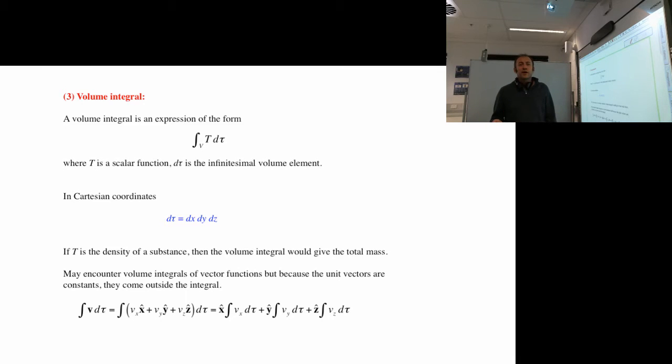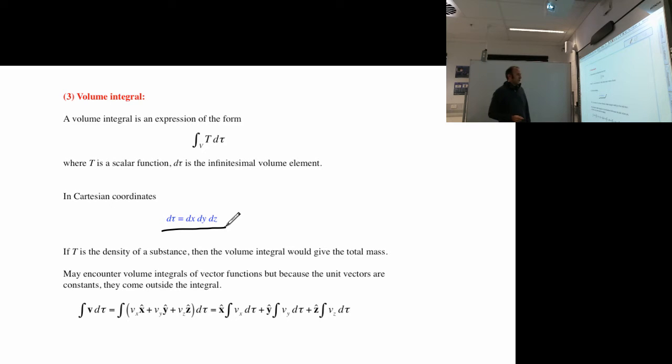So in addition to the line and surface integrals which we looked at already, we will also come across volume integrals. And volume integrals are essentially the integral of some scalar function T over the infinitesimal volume element. The infinitesimal volume element in Cartesian coordinates is given by the product of dx, dy, dz.